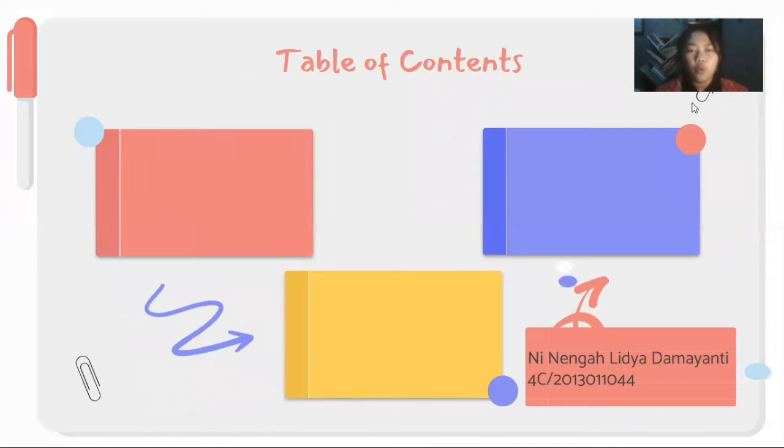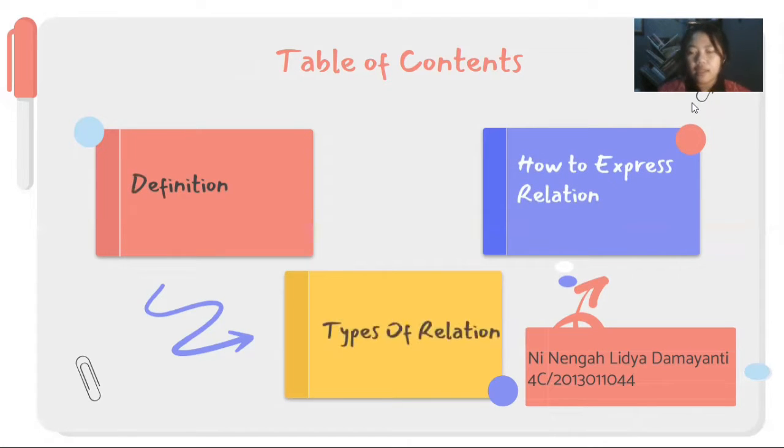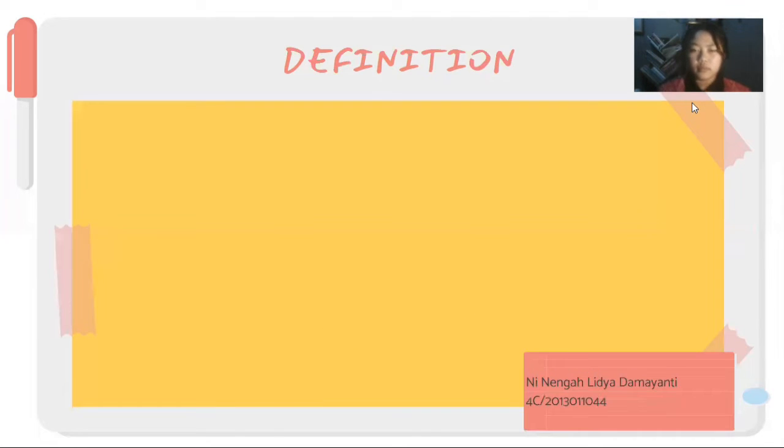Okay, so what will we learn in relation? The first one, we will learn about the definition of relation. The second one is how to express relation. And the third one is types of relation. Okay, so we move to the first one, the definition of relation.